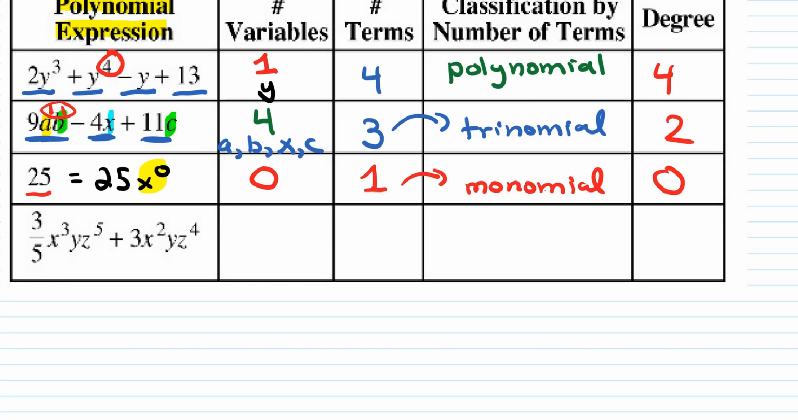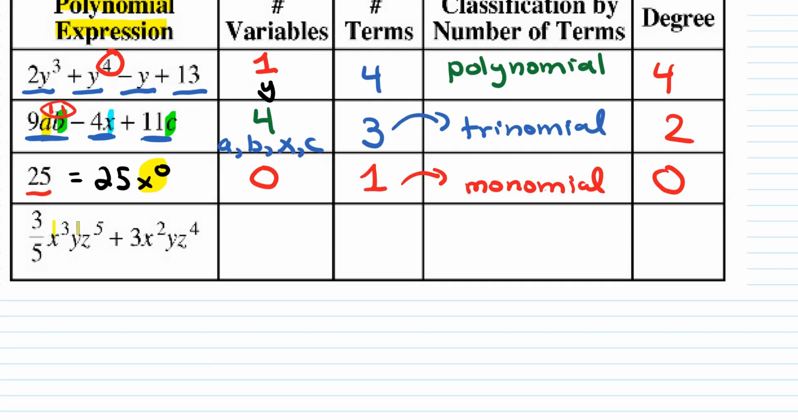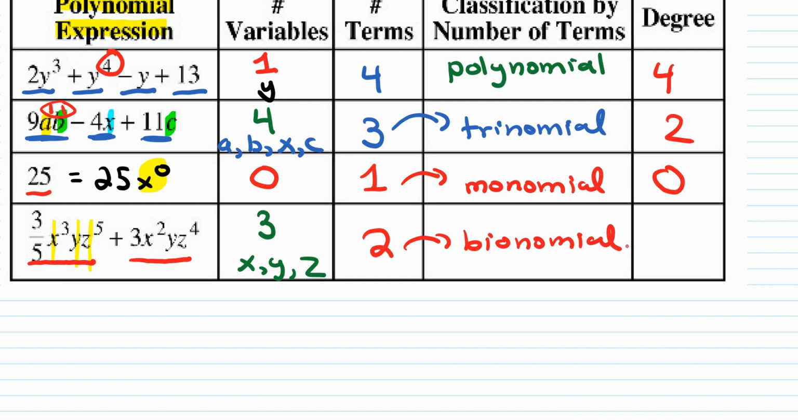Okay, moving on to the next one here, the number of variables here. Well, there's an x, a y, a z, and that's it. So there's 3, right? So an x, a y, and a z. Okay, the number of terms here, so this is 1 term, and this is another term, so there's 2 terms. So there's 2 terms, then this is a binomial. And, oops, I spelled that wrong. Sorry. This is B-I-N-O-M-I-A-L. Okay, so there you go. There's a binomial there because there's 2 terms.